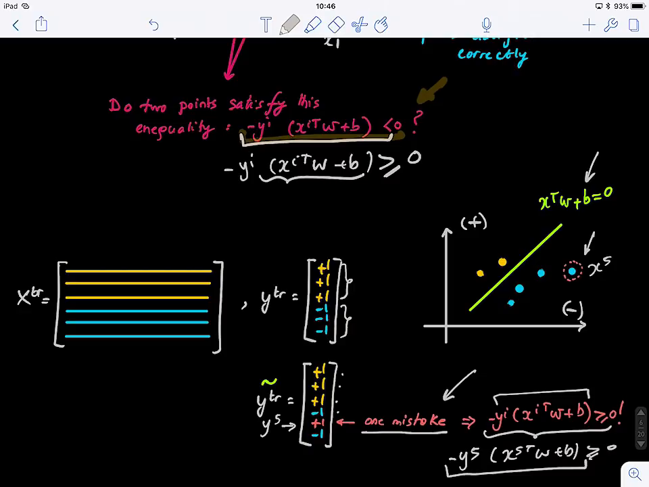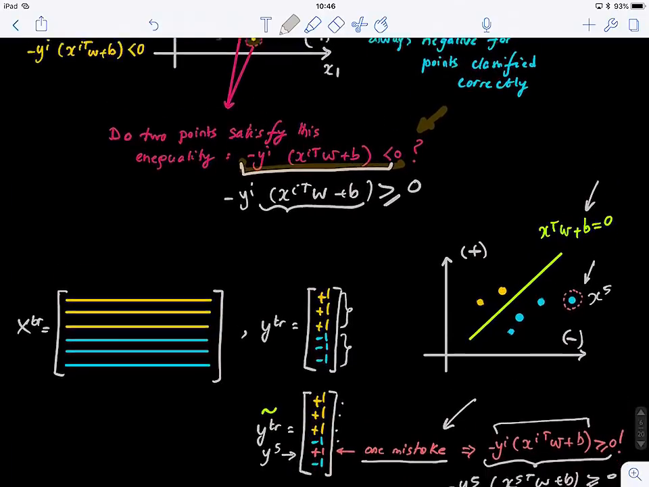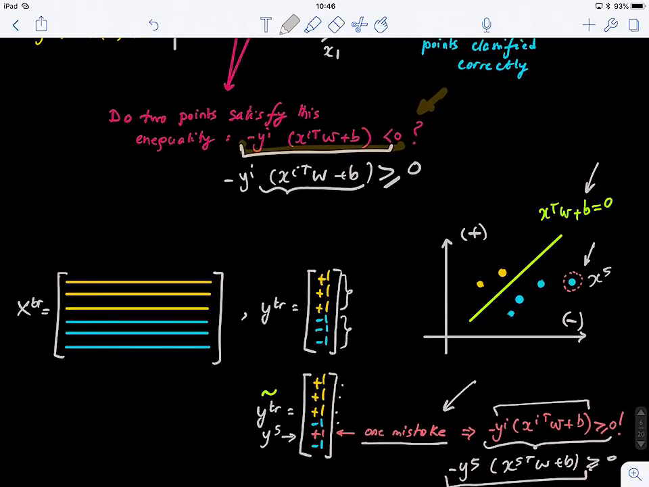So I'll give you just 1 minute to think about it. What kind of loss can we potentially define based on these two conditions? The condition for the correctly classified points and the condition for the incorrectly classified points. Even if you don't get something, it's okay. The most important thing is that you try to think about the problem.